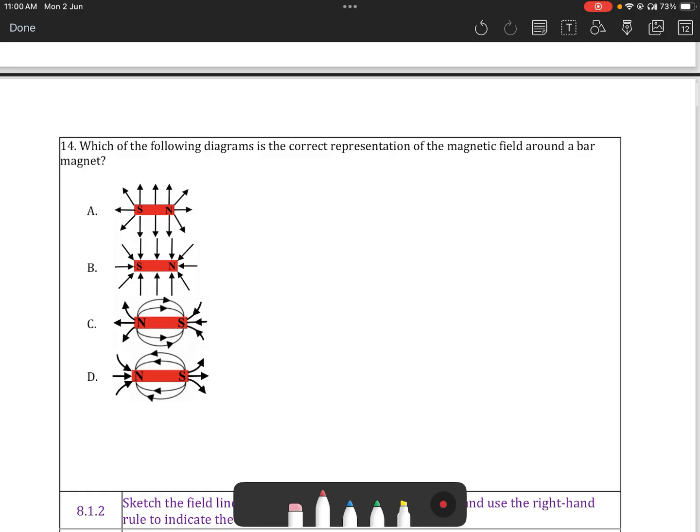Next question, we know that the magnetic field lines go out from the north into the south outside the magnet. So based on this, C is the right answer. It's from N to S.